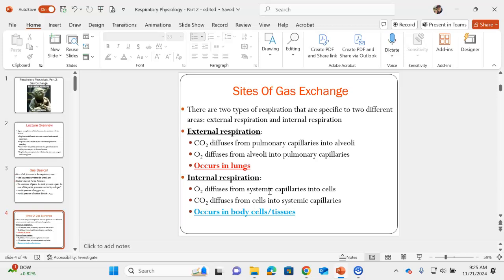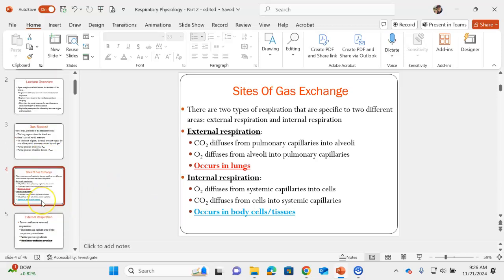And now the blood has the ability to transport that CO2 back up to the lungs, where we get gas exchange there in the form of external respiration, and we can eliminate that CO2. Okay, so that is gas exchange.